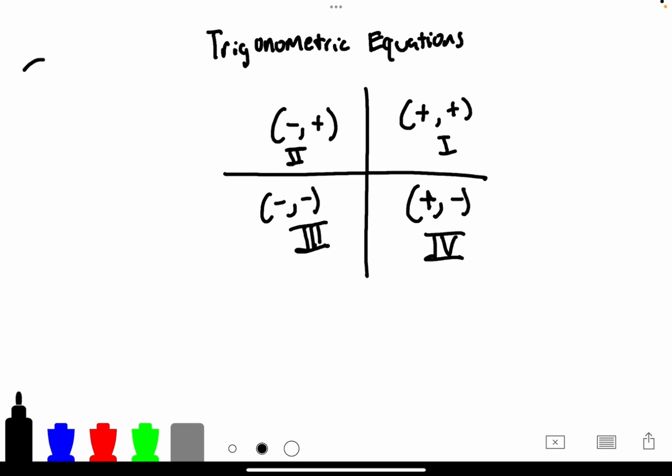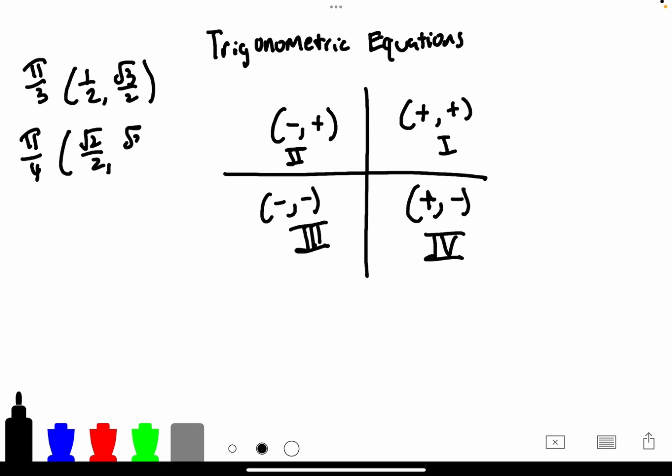So the different families are pi over 3, which consists of 1/2, root 3 over 2, pi over 4, which is always going to be root 2 over 2, root 2 over 2, and then you have pi over 6. This one is going to be root 3 over 2, 1/2. So those are always going to be your base for your different radians on the unit circle.